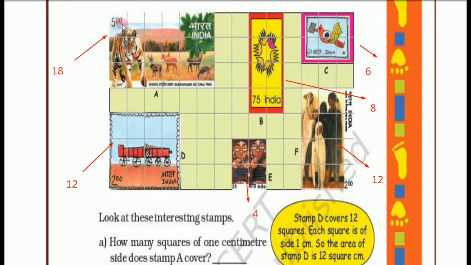So 12. Here this 6 plus 6 plus 6, so 18. And here 2 4s are 8. And here 3 2s are 6. And here 3 4s are 12. So 12 is the area of this stamp F.